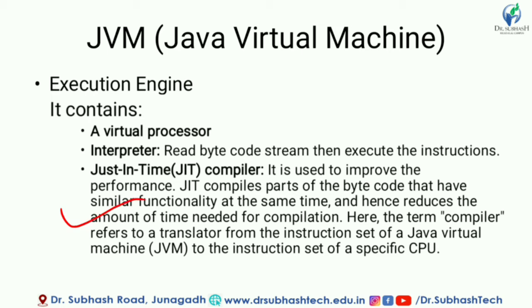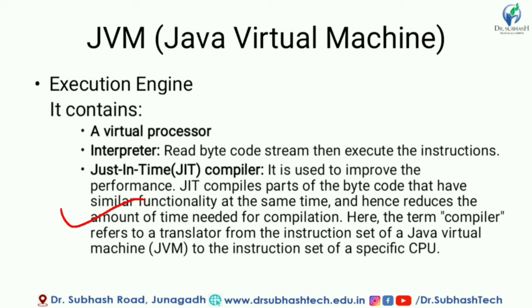Then there is the just-in-time compiler. It is used to improve the performance, right? It is a fast compiler. JIT compiles the parts of the bytecode that have similar functionality at the same time. It compiles the bytecode part by part, and those parts have similar functionality, and hence that reduces the amount of time needed for compilation. It compiles part by part and reduces the similar parts so that we can reduce the ultimate time.